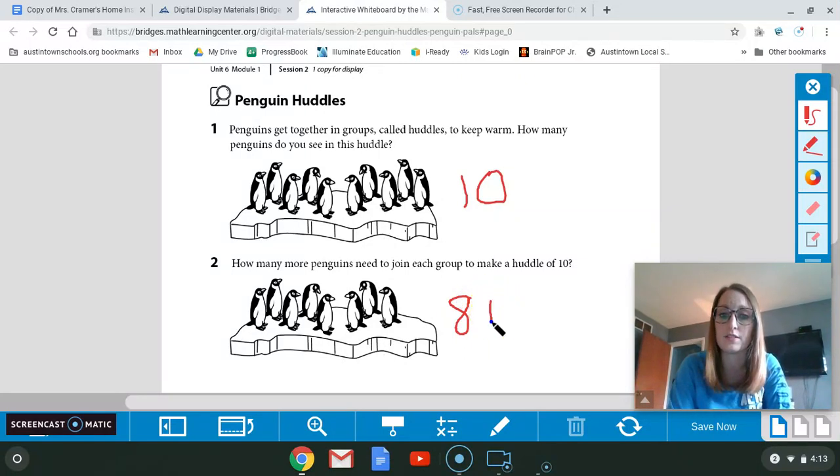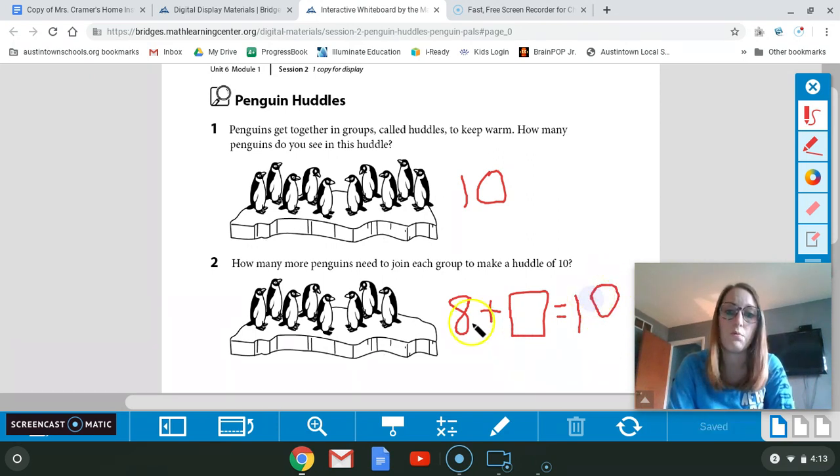So 8 plus something. What do I use for something when I'm making an equation? I use a box. That's right. 8 plus something equals 10. Okay? Let me write this out. It's kind of hard to write with one of these stylus. All right, 8 plus something equals 10. So I am missing something to get to 10.